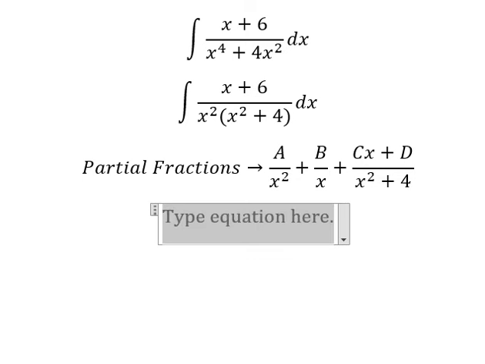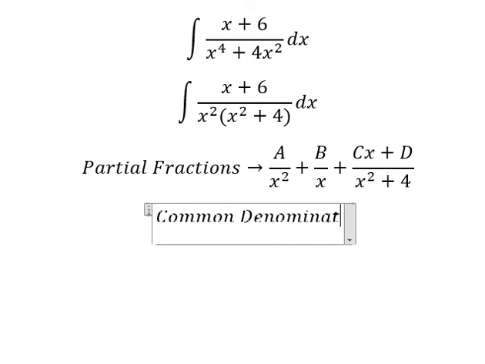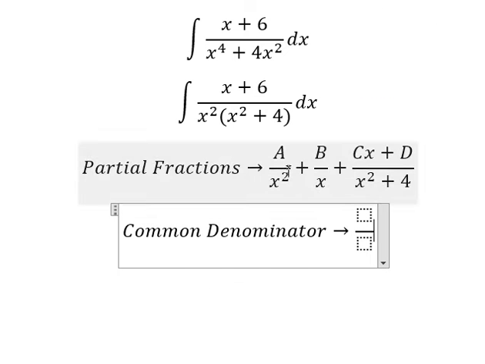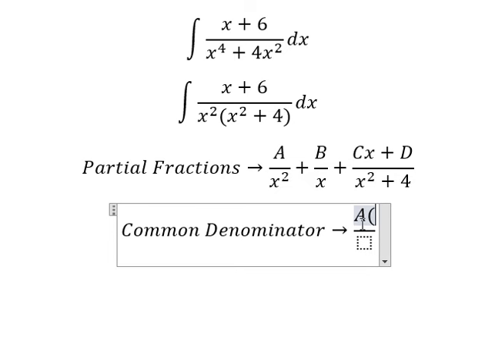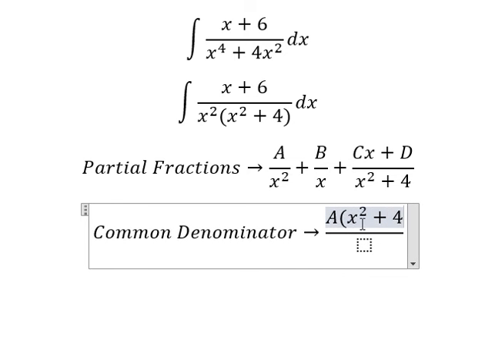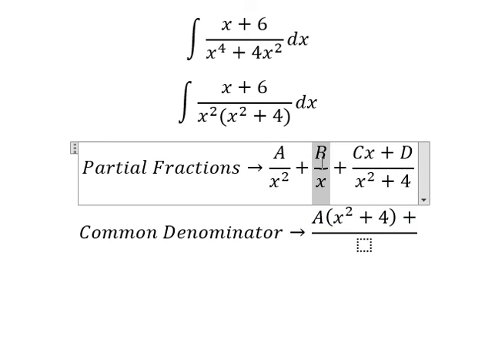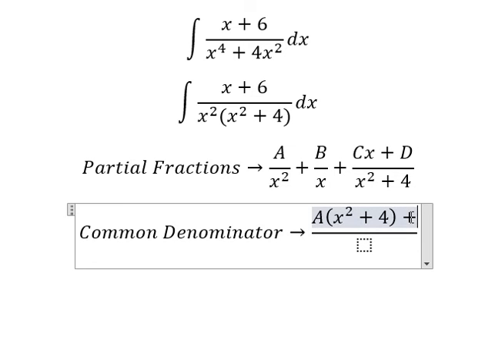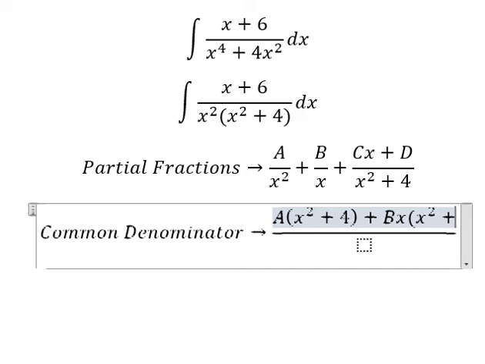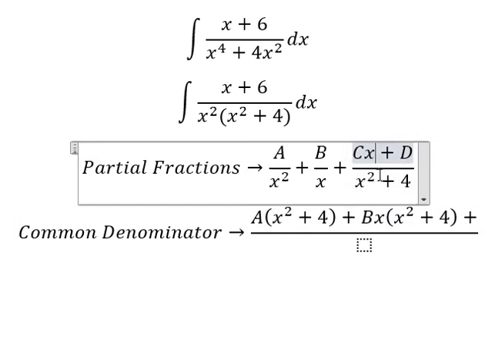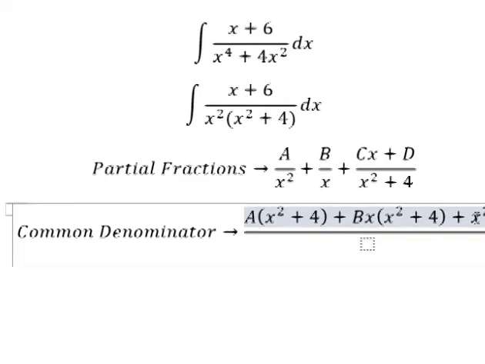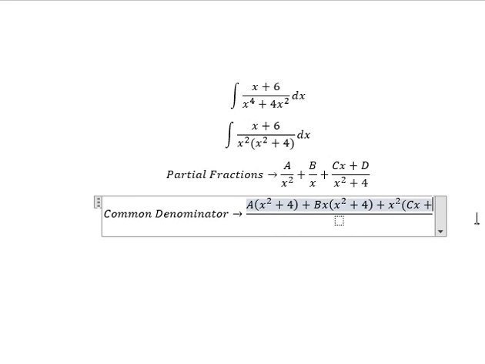Next, we do the common denominator. So about this one, it is missing S squared plus 4. So capital A multiplied by S squared plus 4. About this one, it is missing S and S squared plus 4. So that should be like this. About this one, it is missing S squared. So S squared multiplied by CS plus D.